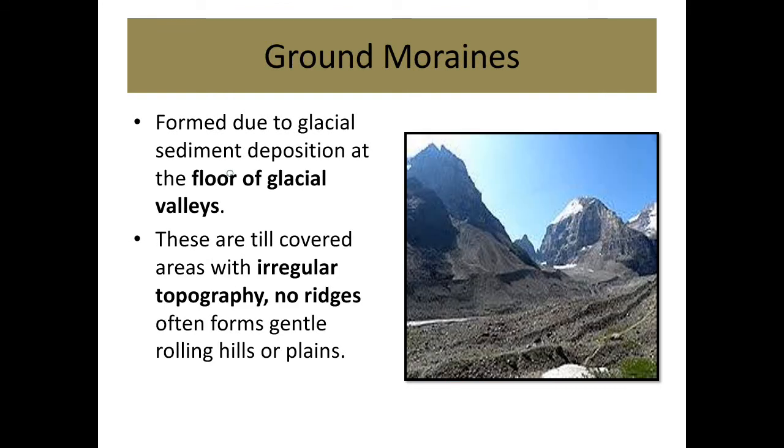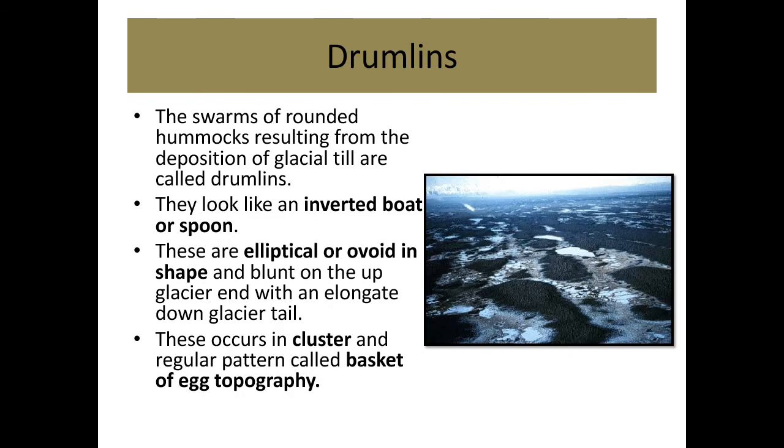Ground moraines are formed due to glacial sediment deposition at the floor of glacial valley. These are glacial valleys, so at these floors, because of the sedimentation it occurs. These are till covered areas with irregular topography and no ridges, and often form gentle rolling hills or plains.